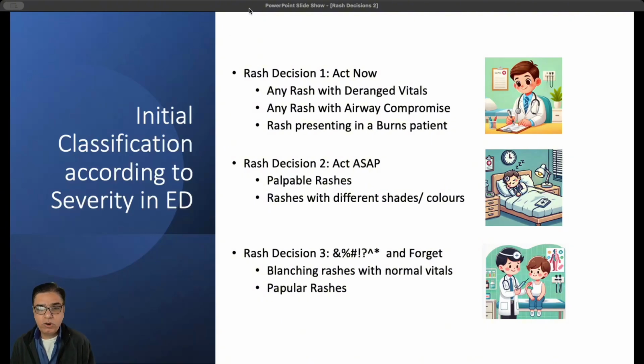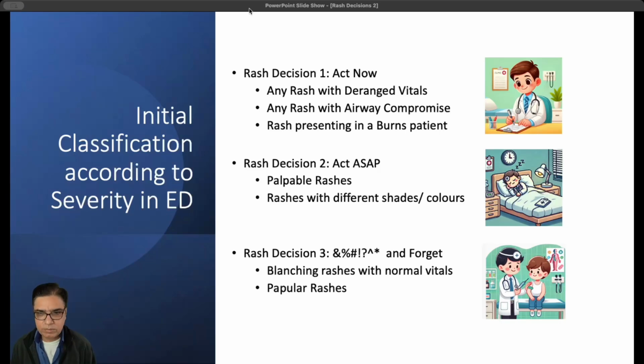So irrespective, you're not making any diagnosis, but if a rash presents with these things, you have to act there and then, and that is your ABC disease. Then there are cases where there is no emergency, but an element of urgency, where you can deal with it in the next 2-3 hours, 4 hours.